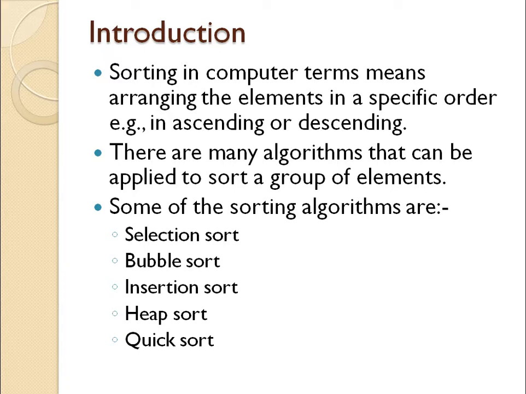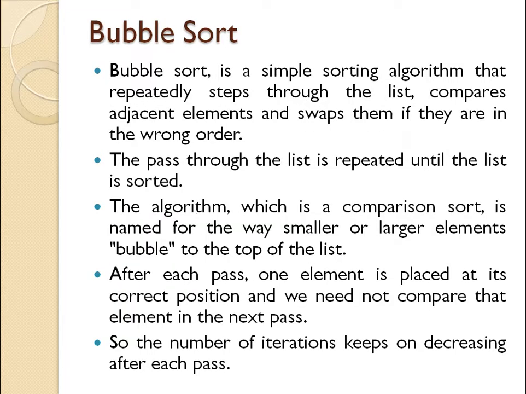Sorting in computer means arranging the elements in a specific order. This order can be either ascending or descending. There are many algorithms that can be applied to sort a group of elements. Some of these sorting algorithms are selection sort, bubble sort, insertion sort, heap sort, quick sort, and there are many more. So let's start with the first one, that is bubble sort.